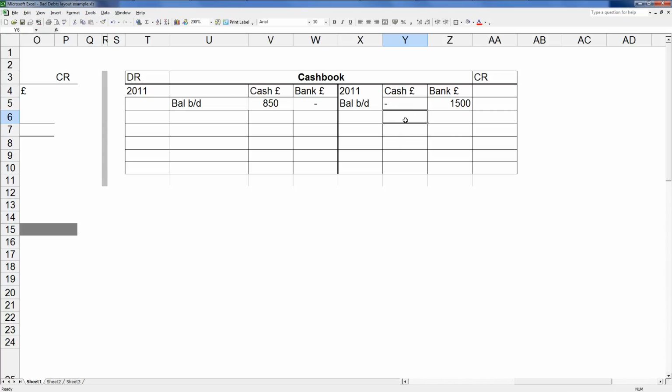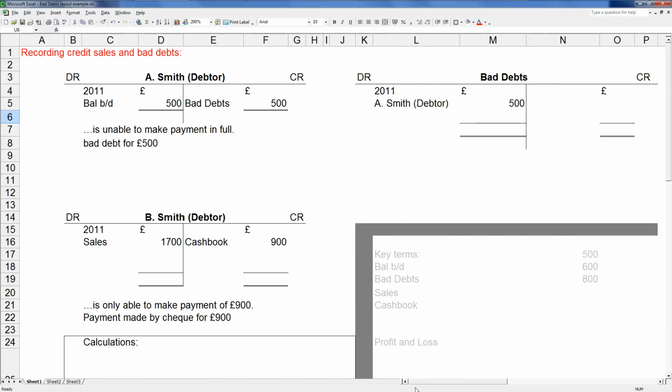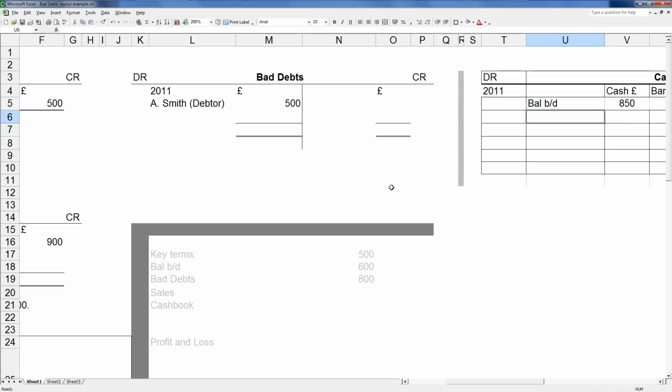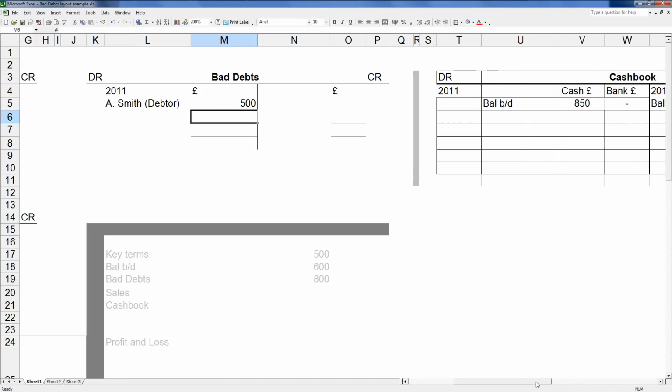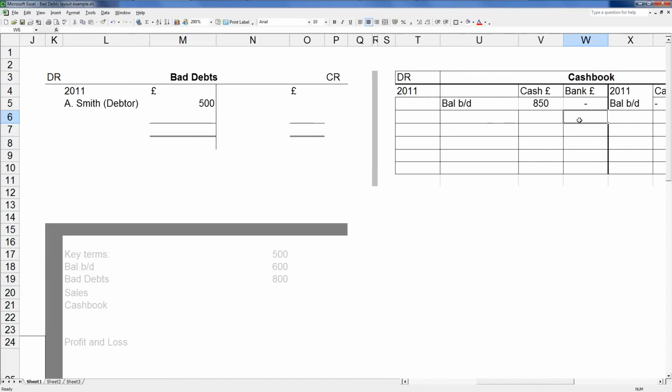Let's look at the double entry. So we need to debit the cash book. Why? Because B. Smith is paying money. So this is going to be £900. This is going to be the ledger entry: £900 paid by cheque. And who is this for? This is B. Smith, debtor. I know you'd be using pen and paper. It should be in the B. Smith ledger, £900 is going in there.